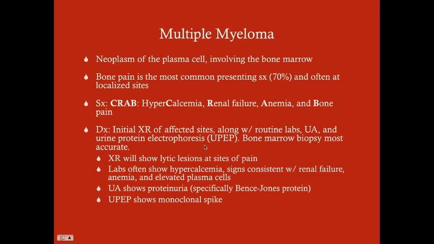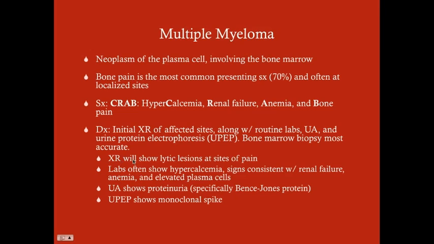And so generally we're thinking more along the lines of just making sure we get our labs, our urinalysis, and then eventually the electrophoresis. But if the patient does have actual bone pain, you should definitely get an X-ray of those sites in addition to your labs and your urinalysis.